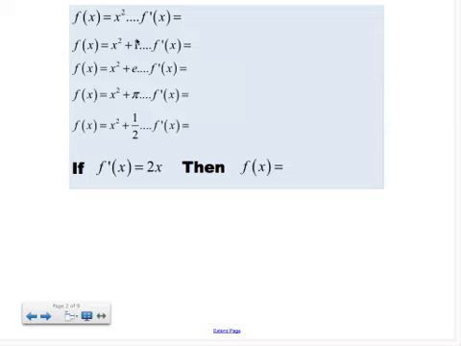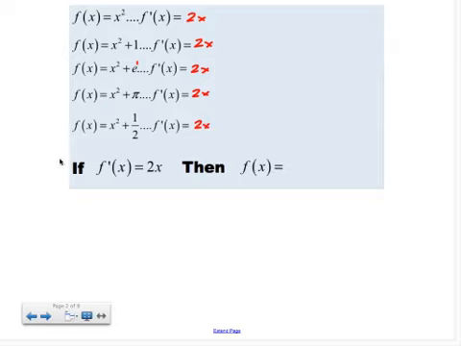If we take the derivative of x squared, we get 2x because the constant gets wiped out. If we take the derivative of x squared plus 1, we get 2x because the constant 1 gets wiped out. If we take the derivative of x squared plus e, we get 2x because remember e by itself is e to the first, which is a constant. If we take the derivative of x squared plus pi, we get 2x because the pi gets wiped out. And if we take the derivative of x squared plus 1/2, we also get 2x as the 1/2 gets wiped out.